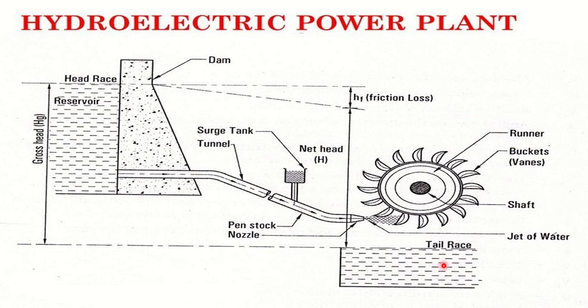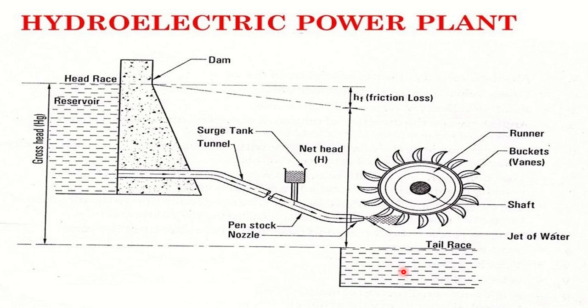Okay, and you have another important component here called the tail race. Whatever water is falling on the turbine, the complete water will not be converted into mechanical energy. Some of the water will go waste. So whatever excess water is left over after falling on the turbine will be collected and discharged into a tail race.